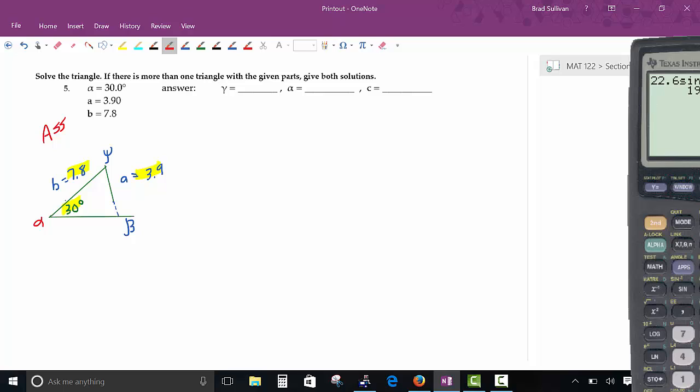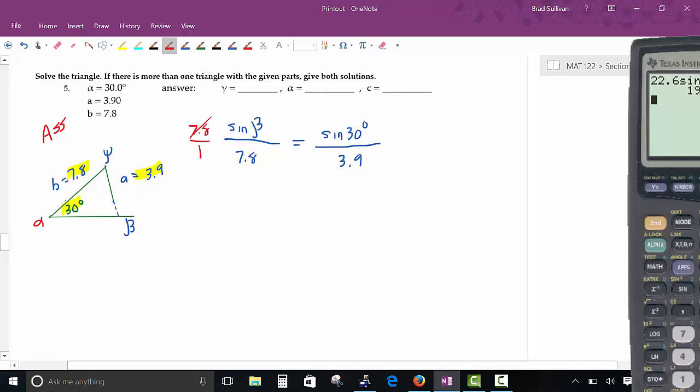All right. Now what we end up doing is we just start solving. Okay, we've got to set up our proportion and we see what happens. So what I'm going to do is start with B. So I'm going to say sine of beta. I know the side opposite, so I put 7.8. I pick the other angle I know, the sine of 30 degrees, and I match that up with its opposite side like that, and then I just solve the equation and see what happens. So I'm going to multiply both sides by 7.8.